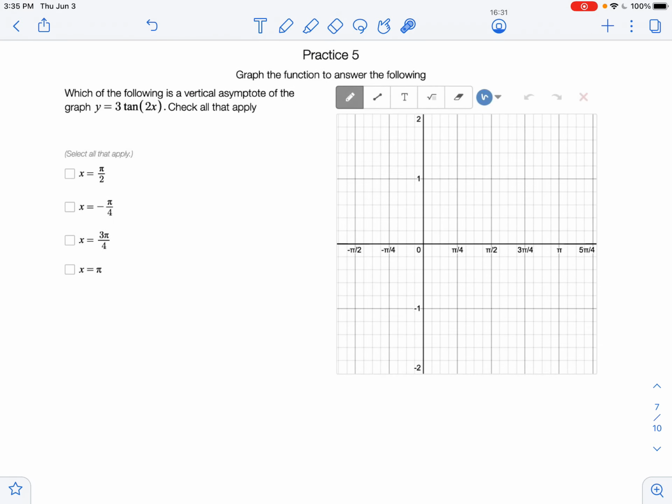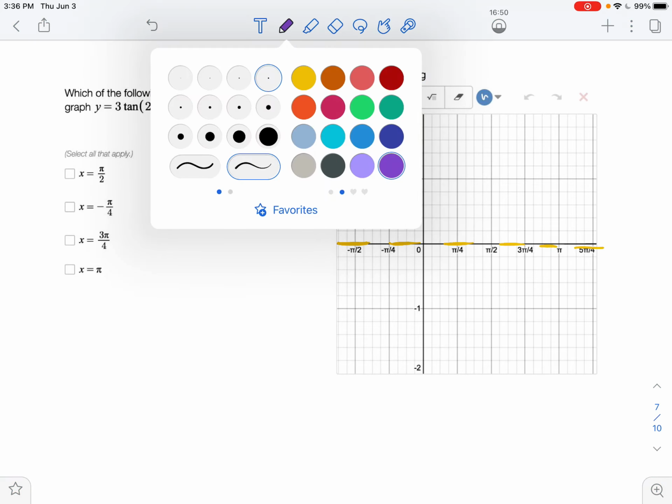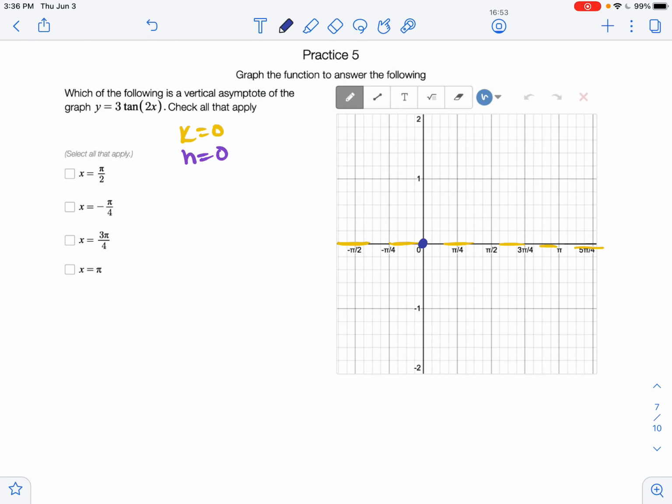All right, practice 5, which of the following is a vertical asymptote of this graph? So very similar question from before, maybe a little bit different in kind of the mechanisms of graphing it, just based upon the fact that k is equal to 0, so our midline is 0. H is equal to 0, so our midpoint is 0, 0. Our b value is 2, so the period that must split our midpoint is pi over 2.